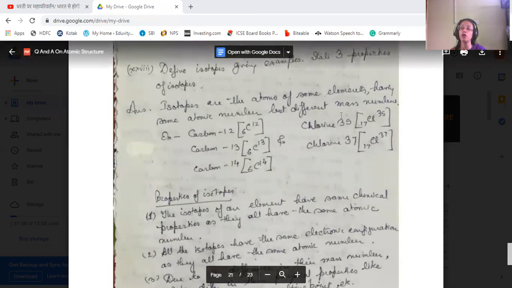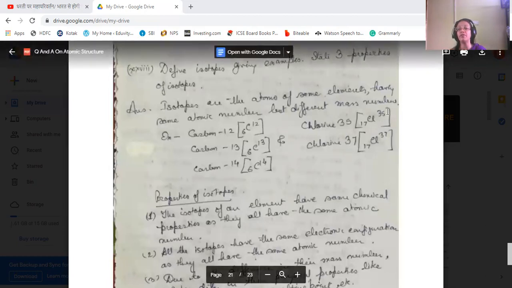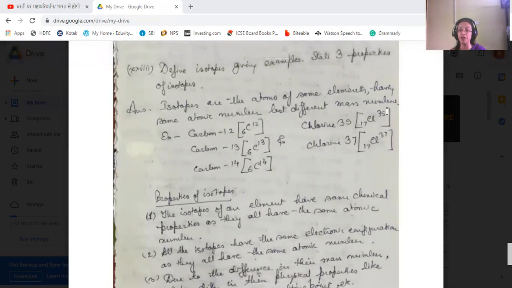In the case of chlorine also, chlorine 35 and chlorine 37. Chlorine 35 has the mass number of 35 and atomic number 17, whereas chlorine 37 has 37 as the mass number and 17 as the atomic number. See, the mass number differs due to the presence of more or fewer neutrons. That is, it differs due to the number of neutrons.